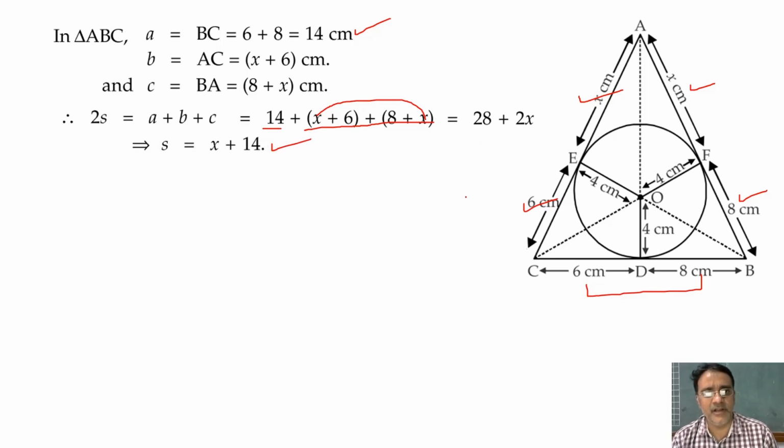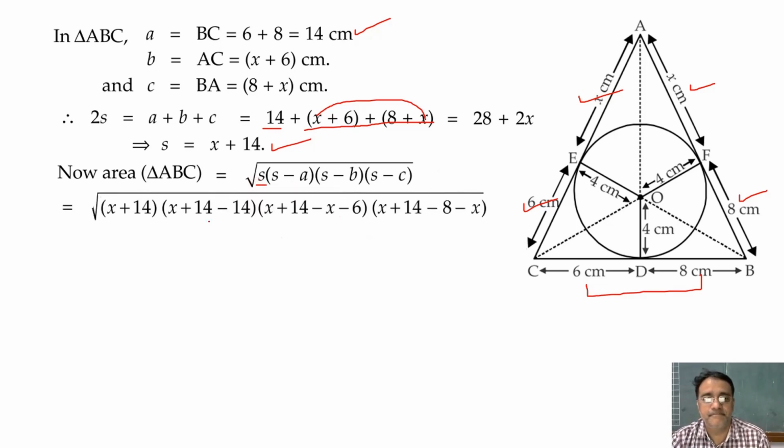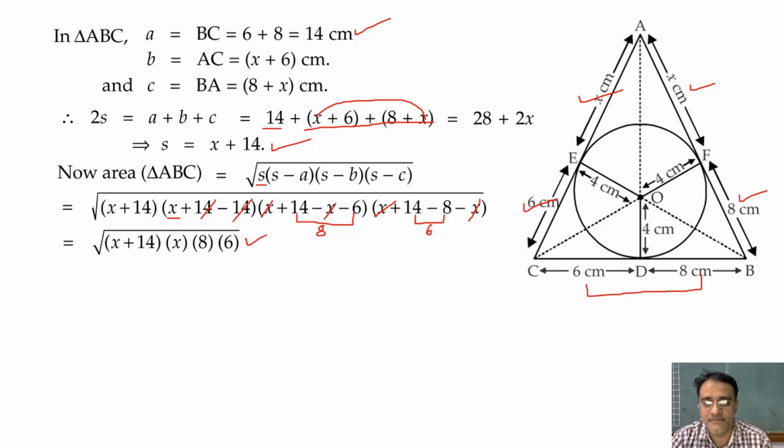So now we'll write Heron's formula, that is root of s into s minus a into s minus b into s minus c. Now substitute the values of s, a, b, c. Here see, 14 cancels, and here x cancels, and if you subtract these two you will get 8. Here also x will be cancelled. If you subtract these two, you will get 6. Okay. So what we are going to get, x plus 14 into x into 8 into 6. This step is clear, all of you? Yes, sir. So we'll get 48x into x plus 14. So let it be equation number 1.